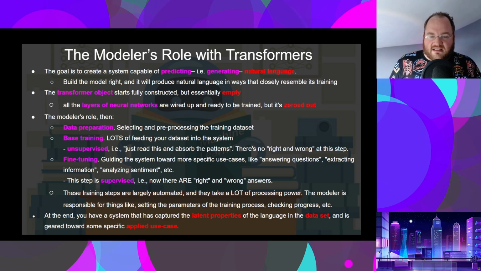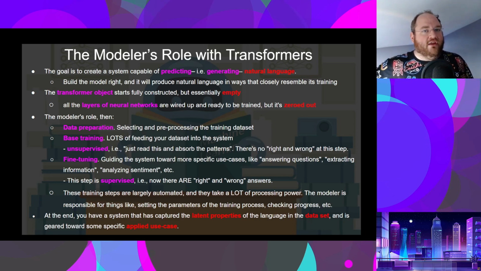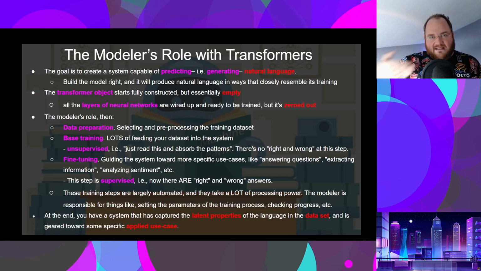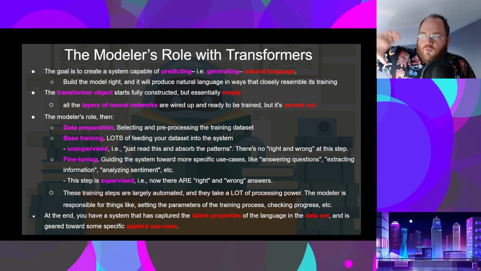Like answering questions, extracting information, analyzing sentiment, even the fact that they are now chatbots, that was a fine tuning. The ability for the system to know that its goal should be to interact with another entity, and not just vomit out text that seems likely in the natural language world. So you have these two steps. You have the unsupervised step to get at how language works. How does whatever language this is being fed function?